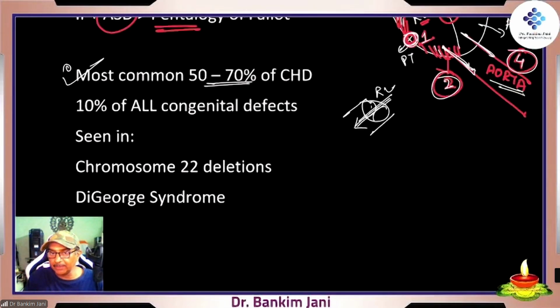So that's why you need to diagnose it very precisely, because this is the most common. And then 10% of all congenital defects. Now, all congenital defects means the defects related to the head, the brain, the bones, muscles. You comprise everything. And out of that, 10% is tetralogy of Fallot.